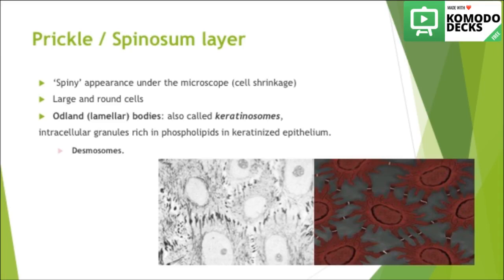The second layer is the prickle cell or the spinosum layer. It is called after their spiny appearance under the microscope due to cell shrinkage. They are larger and more round cells compared to the basal layer. These cells, as you can see, have desmosomal connections, and also they are characterized by Odland bodies or lamellar bodies. Also, they are called keratinosomes. They are intracellular granules which are rich in phospholipids and are present in the keratinized epithelium.